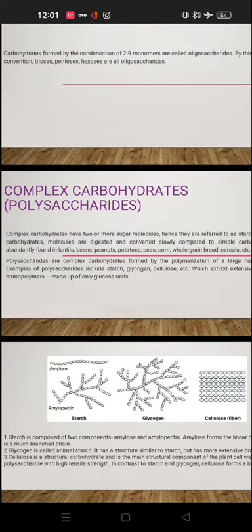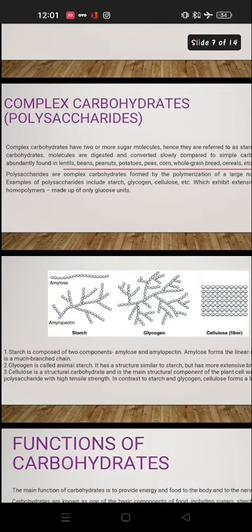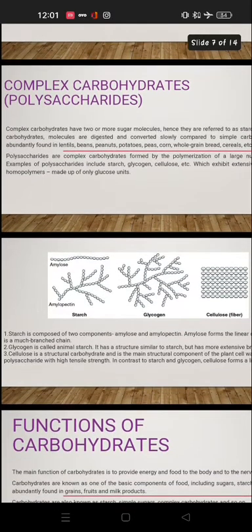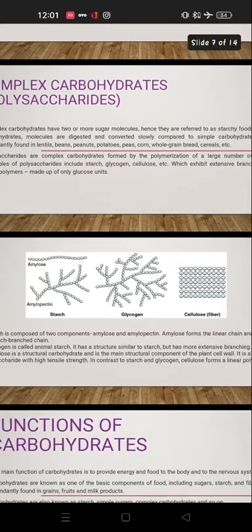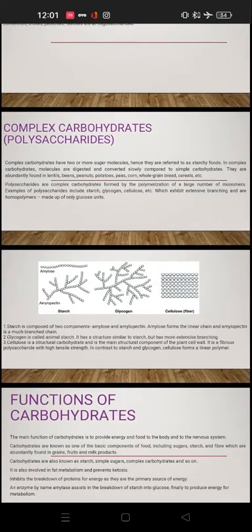Now we come to complex carbohydrates, also known as polysaccharides. Complex carbohydrates have two or more sugar molecules, and they are referred to as starchy foods. In complex carbohydrates, molecules are digested and converted slowly compared to simple carbohydrates. They are found in lentils, beans, peanuts, potatoes, peas, corn, etc.